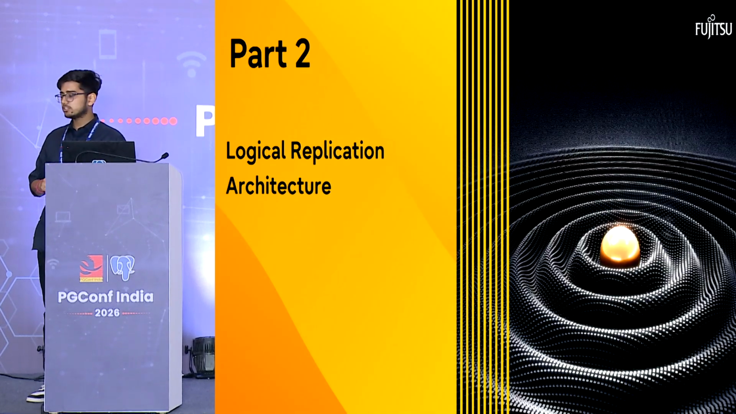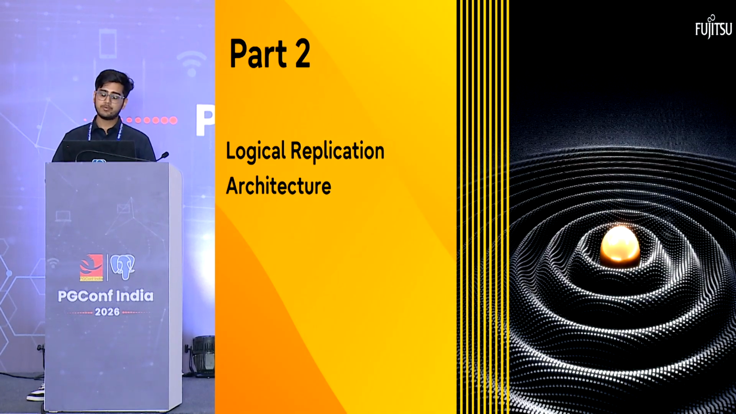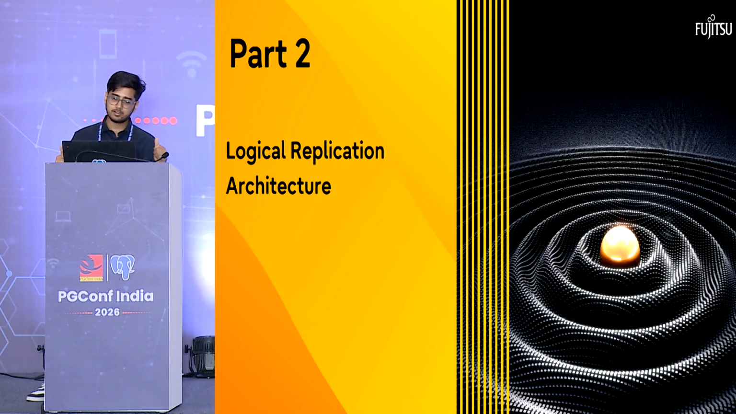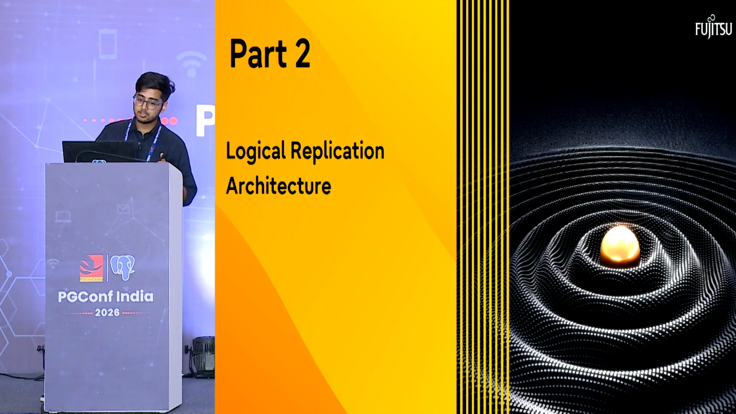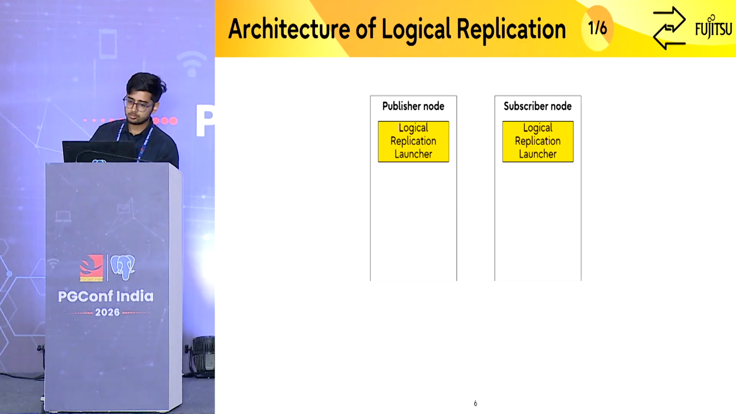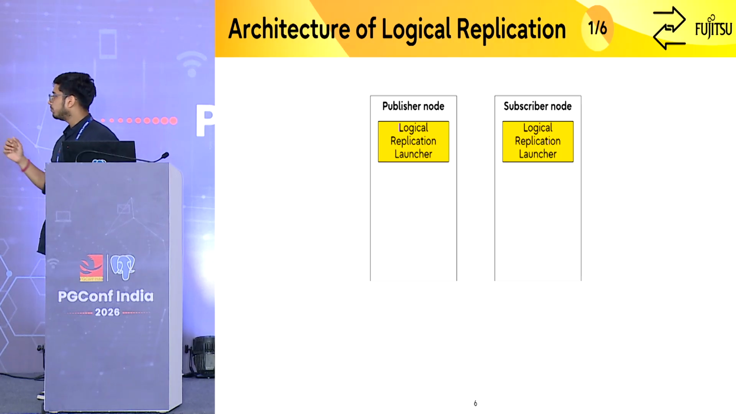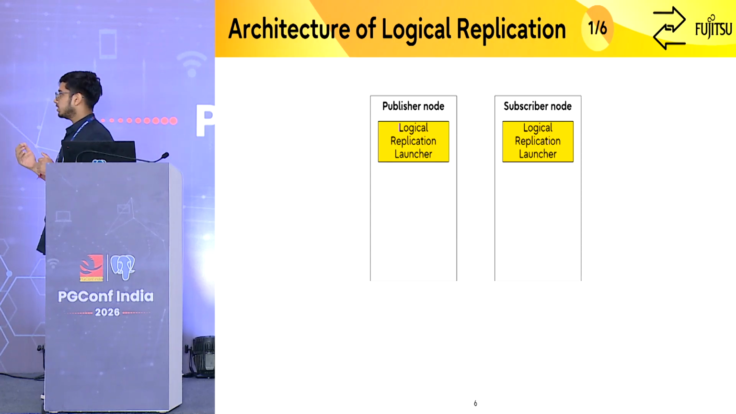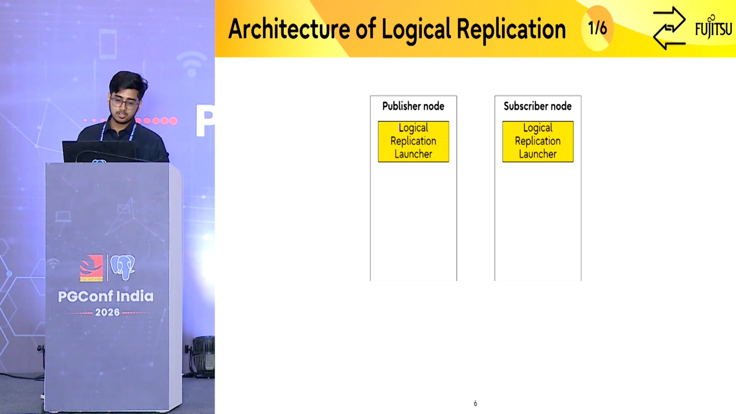Moving on to the next part, I will talk about the logical replication architecture. When these commands are executed on respective nodes, how is the logical replication set up in the background? Suppose we have two nodes, a publisher node and a subscriber node. When these nodes are created initially, they will already have the logical replication launcher running in the background.